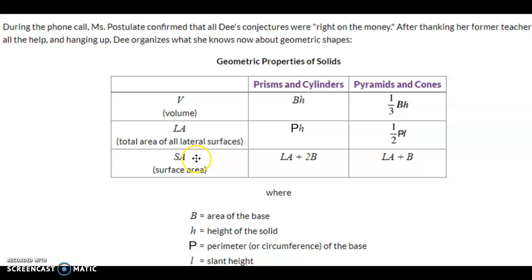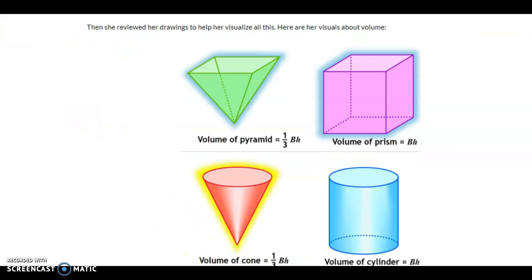So surface area, complete surface area, would be whatever you found for your lateral area plus your base or bases, plural. So for prisms, you have 2 bases, so you have 2 base areas plus your lateral area. For pyramids and cones, you only have 1 base, so it's that base area plus your lateral area. So this is a great little review of those formulas and what those variables stand for.